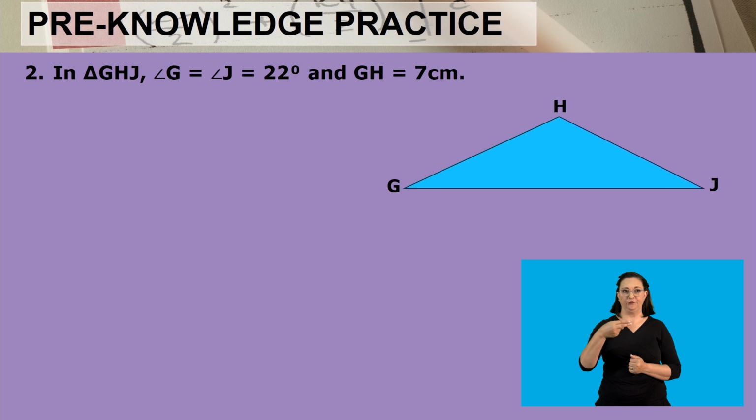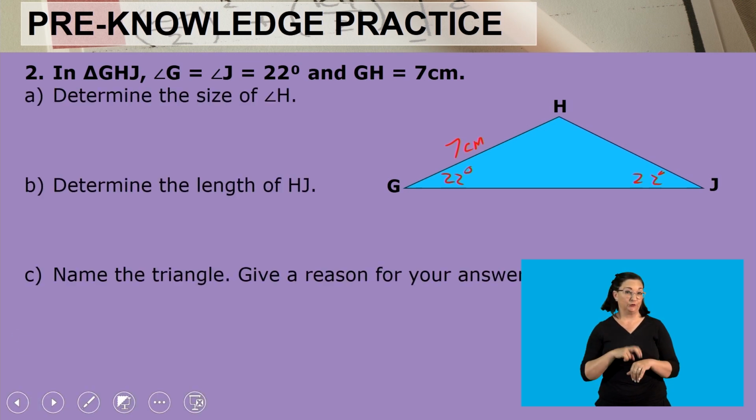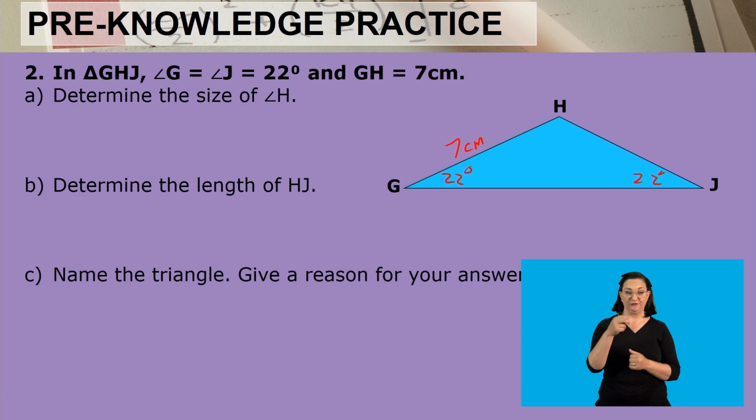In triangle GHI, angle G equals angle J, and equals 22 degrees, and GH equals 7 centimeters. Let me write it so that you can see it. There's 7 centimeters. Angle G equals 22 degrees. Angle J also equals 22 degrees. And then we are asked to determine the size of angle H.